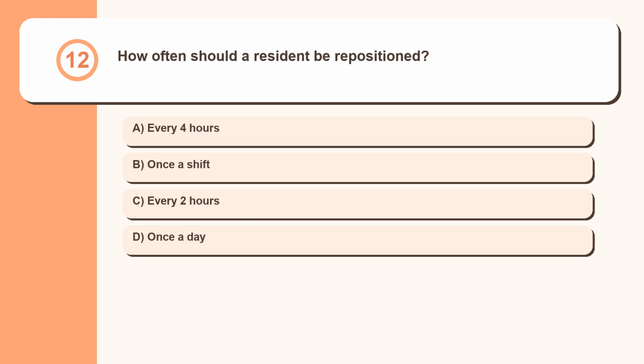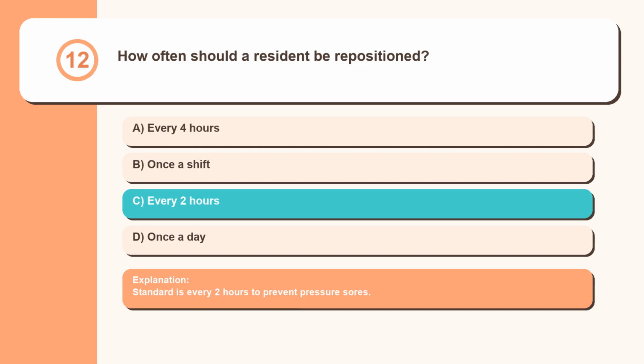Question 12. How often should a resident be repositioned? Every 4 hours. Once a shift. Every 2 hours. Once a day. Answer: standard is every 2 hours to prevent pressure sores.